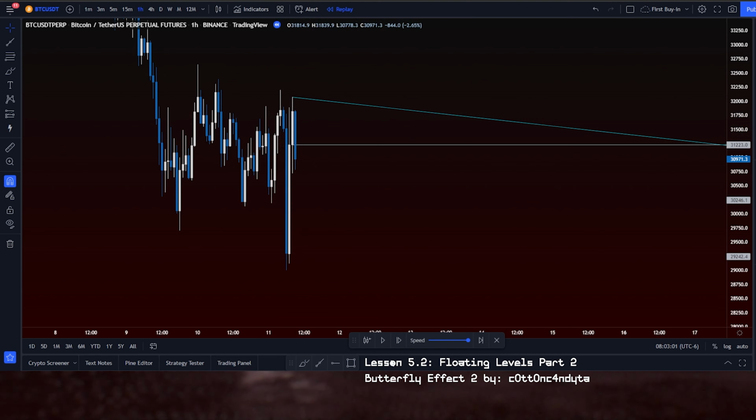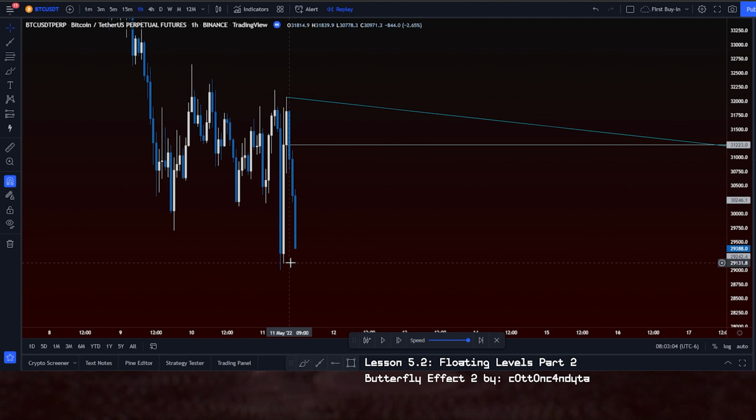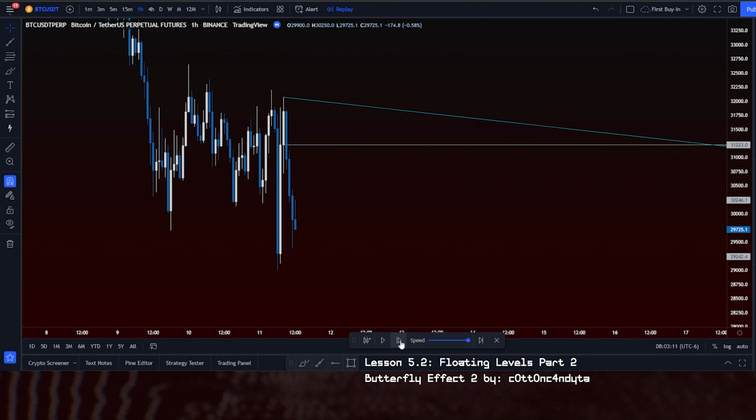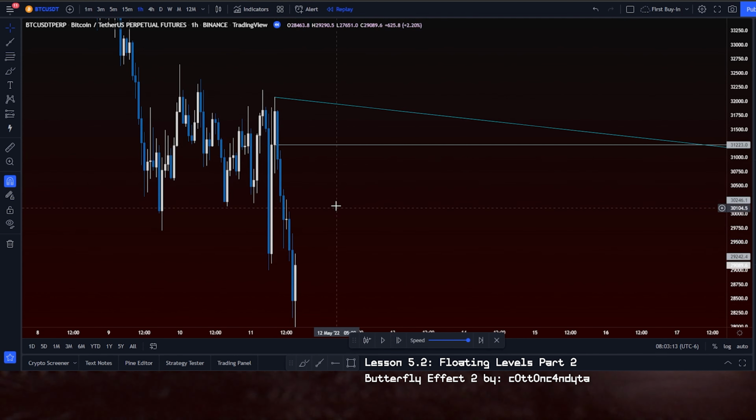Back test a hold, create an untested level. Does it break below the range that made that level? So this is what created that level. Does it break below that? Yes or no? If yes, it's a floating level. Answer is yes, that's now a floating level.